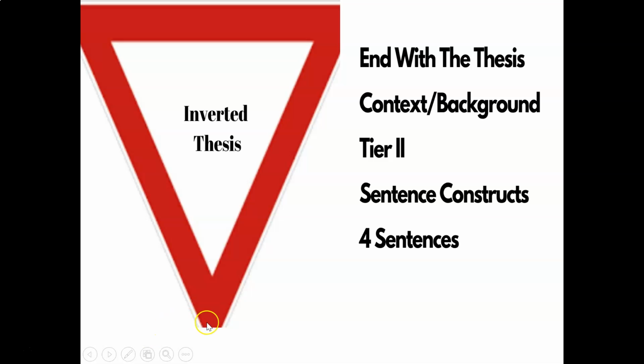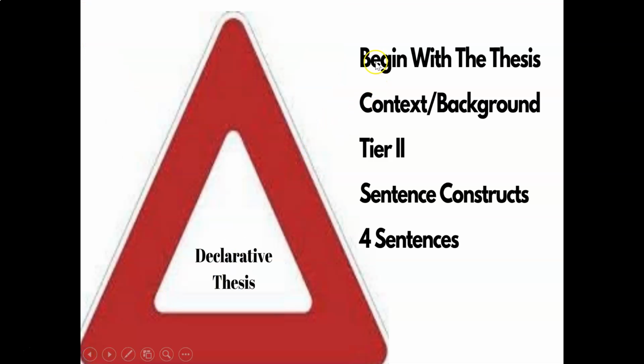The inverted is you end with your thesis. Let me go back. So you begin with your thesis, you sprinkle in a little bit of context and background without being plot summative. You have some tier 2 level vocabulary because it is an academic task. So I want to see a good fair amount of your average run-of-the-mill SAT caliber words. That's what I mean by tier 2.